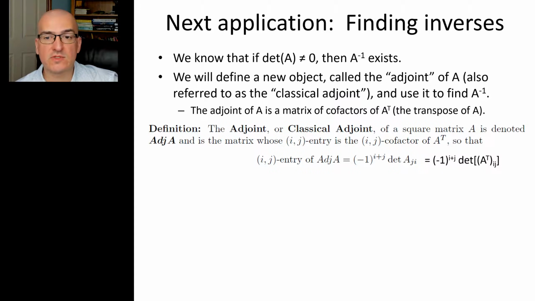The notation for it looks terrible. The ij entry of the adjoint of A is equal to -1 to the power of i plus j times the determinant of A_ji, where A_ji is A_ij transposed. You switch the row and the column index. Just like going from matrix A to A transpose, you're replacing row 1 with column 1, row 2 with column 2, and so on. You're replacing all the row indices with column indices. So you can rewrite that as the determinant of (A transpose) sub ij.